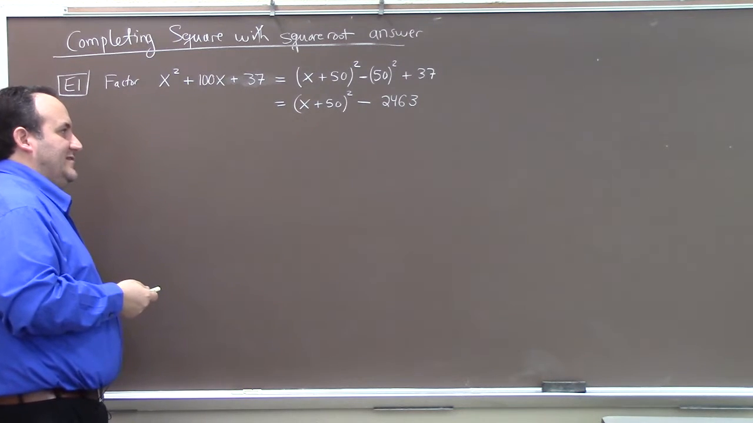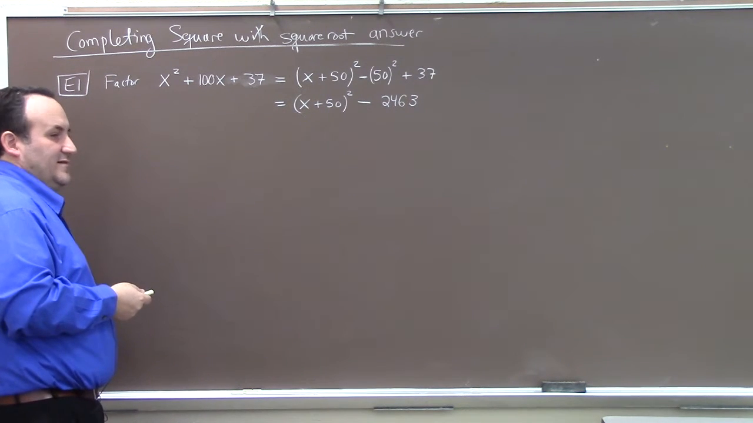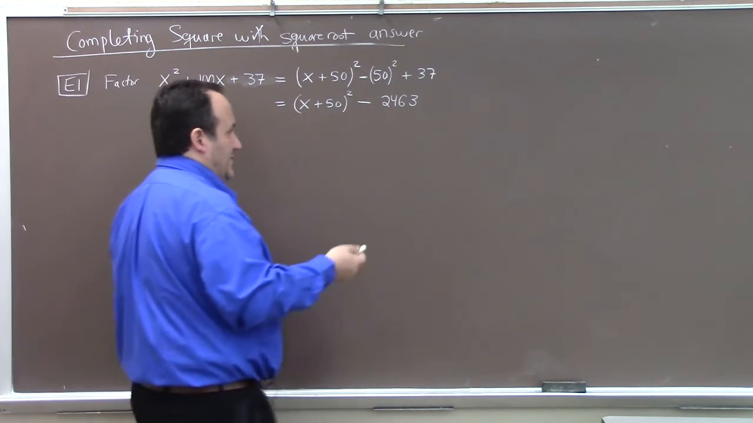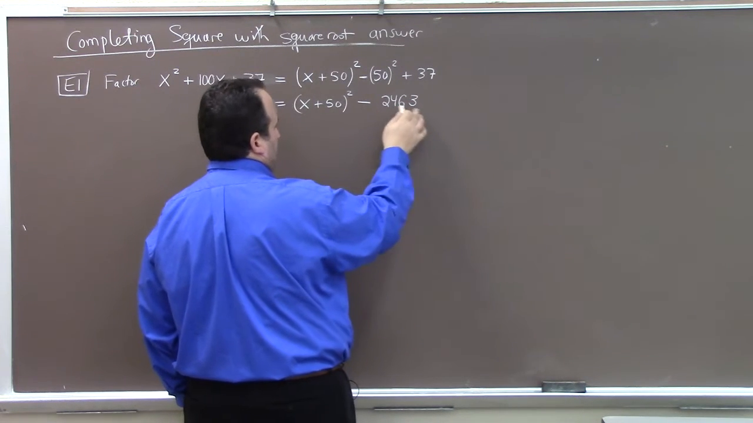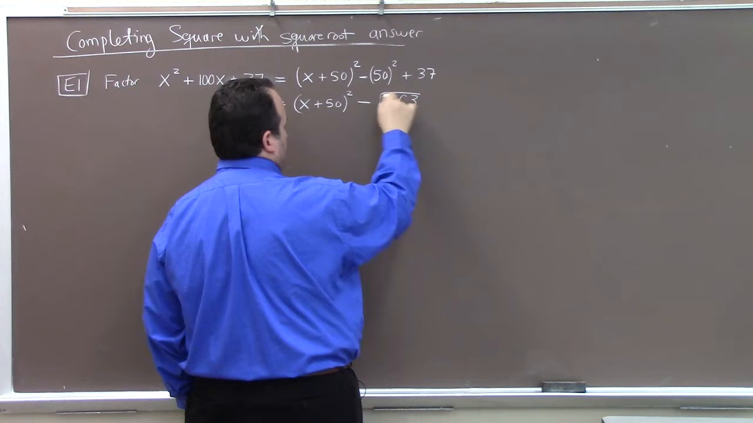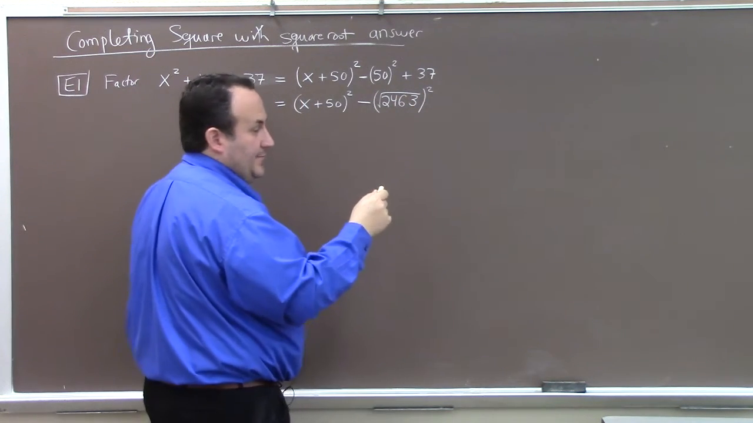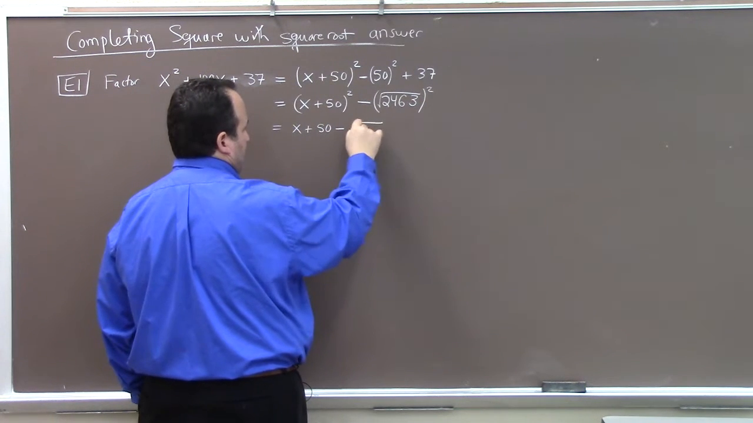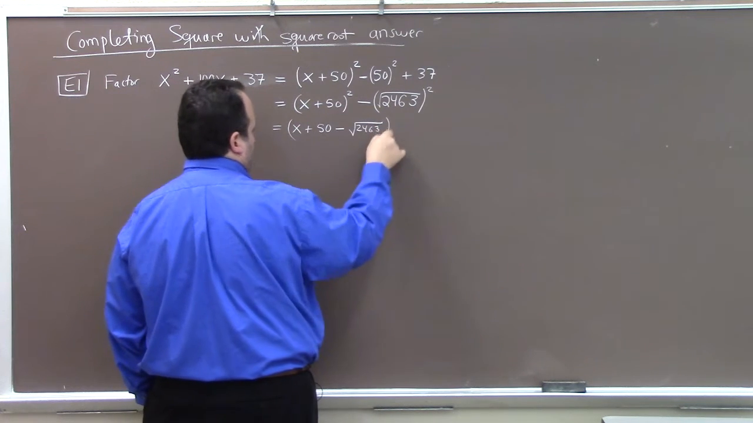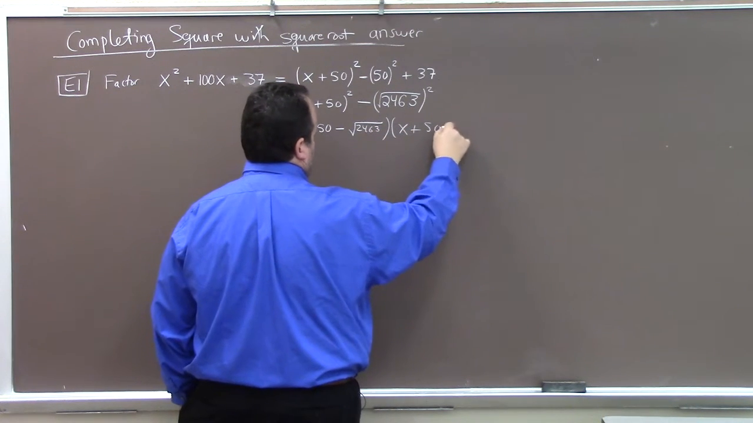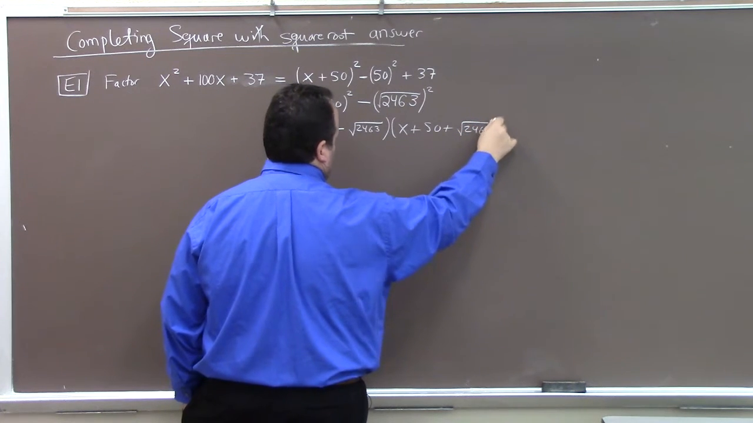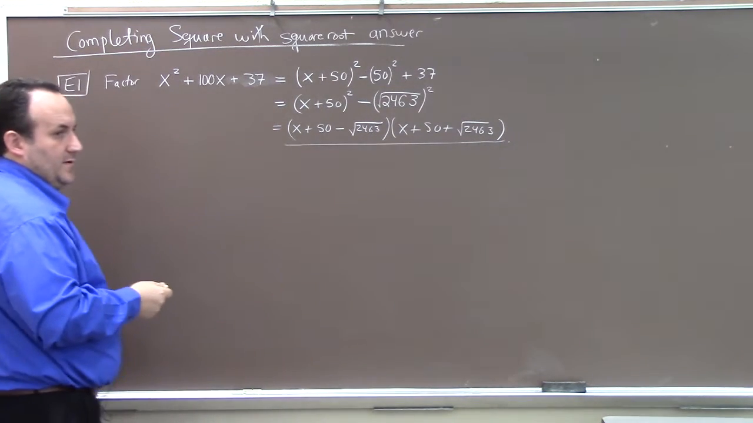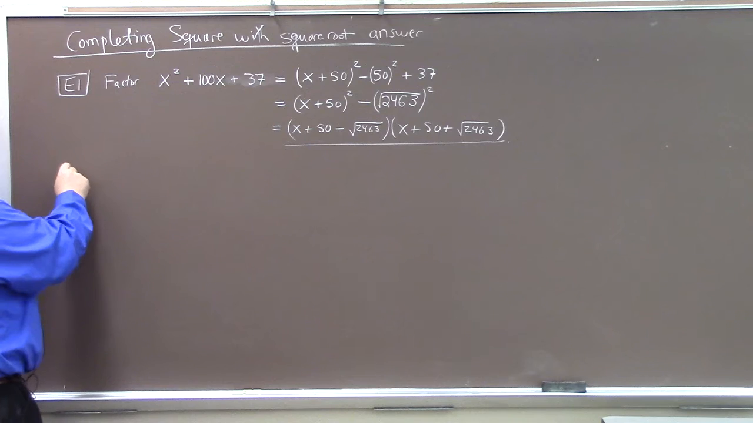Unless I'm fantastically lucky, that will not be a square. 2463 is not some number squared, right? So I have to use square roots basically. And so I go, all right, well, that's the square root of that squared. And so what I get is x plus 50 minus the square root of 2463, times x plus 50 plus the square root of 2463. There you have it.